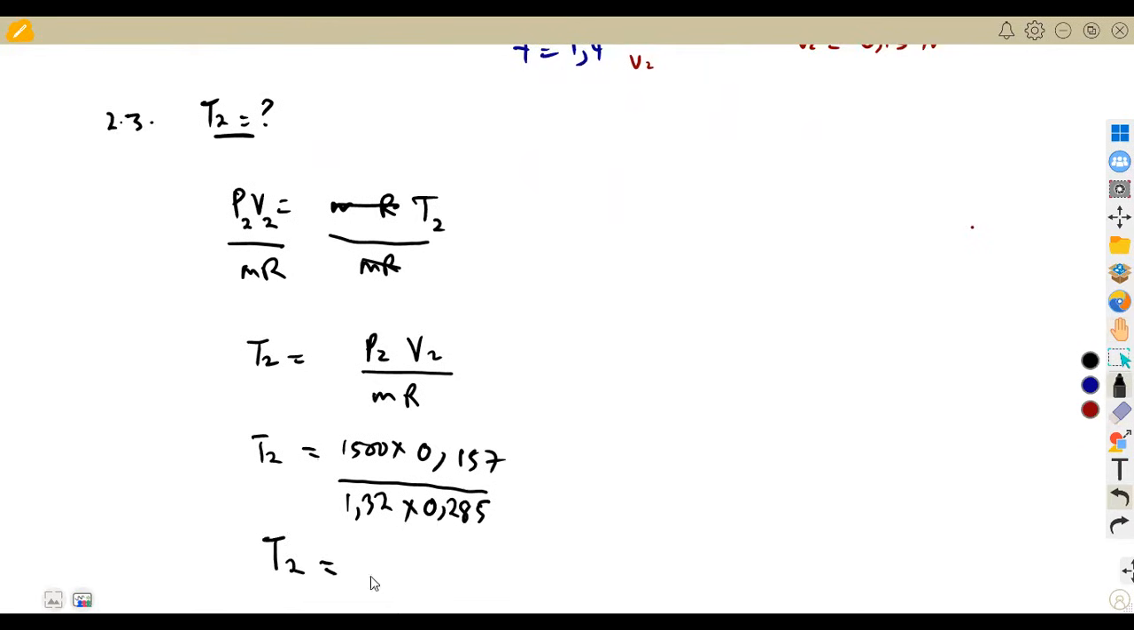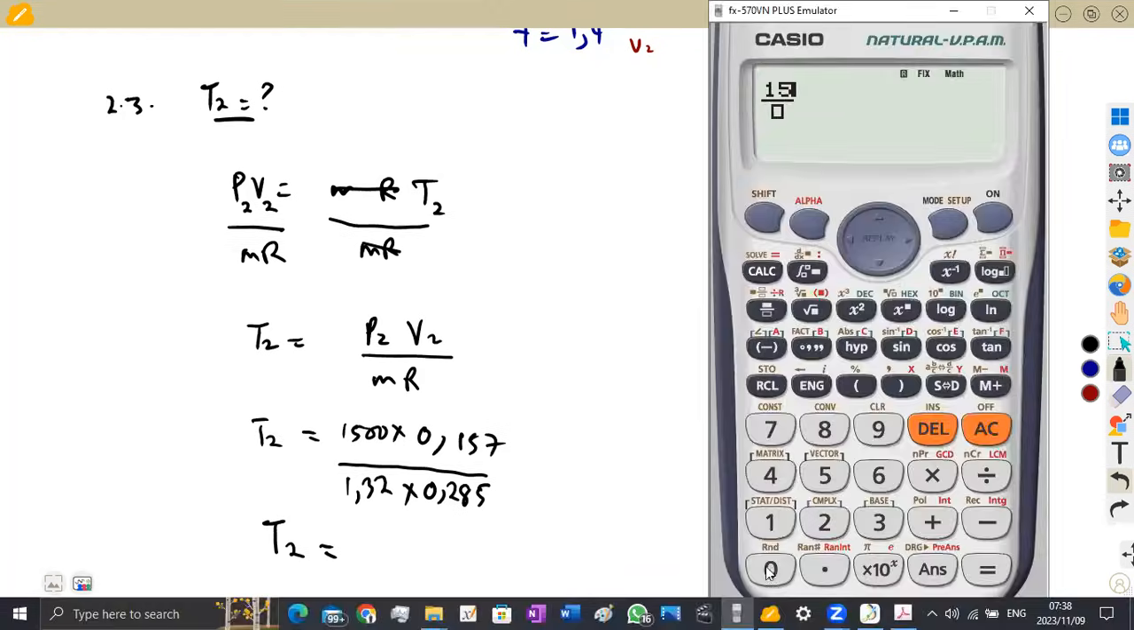There are so many ways that we could have calculated this T2. Here's our calculator. If we are to simplify, just put a fraction there: 1,500 times 0.157 over 1.32 times 0.285, like this. So that is going to give us 6. All right, this one is already fixed to 3 decimal places. Just shift setup, we go to fixed on 6 there. So 3 decimal places is the one that we see here. So it's going to be 625.997, right?